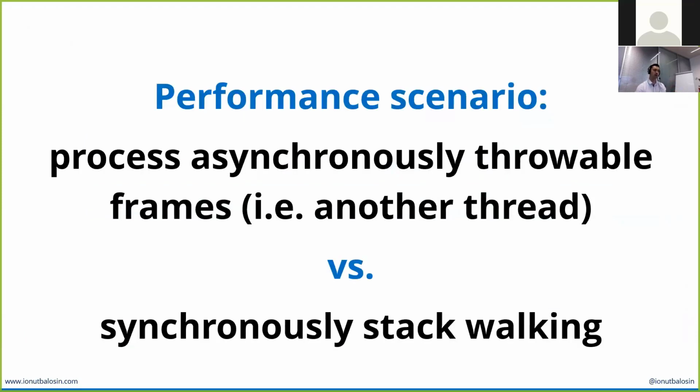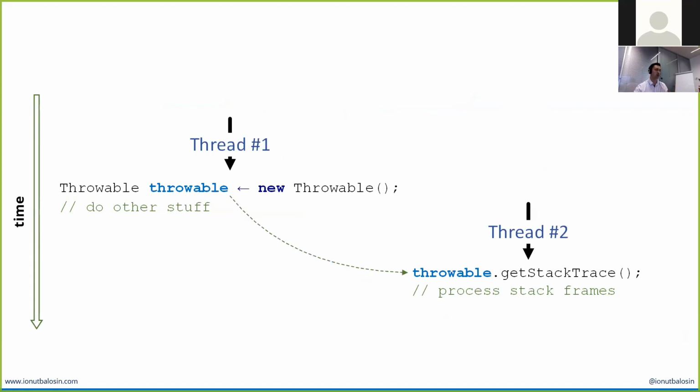If you can afford in your applications to process the throwable frames asynchronously, compared to the synchronous StackWalker API... why is it synchronous? Because the StackWalker API is called in the caller thread, so it is synchronous to the caller thread. How does the asynchronous approach look? Let's suppose you have a throwable, you create a new instance, you get the instance and forward the instance to another thread, and you process that in an asynchronous way.